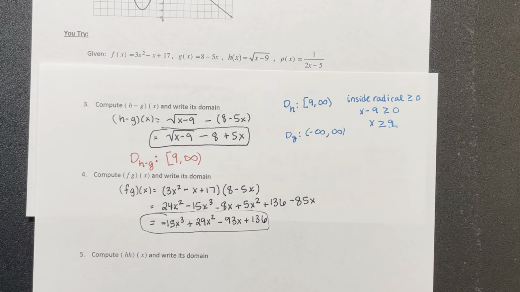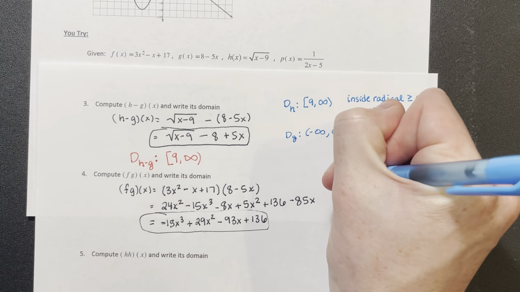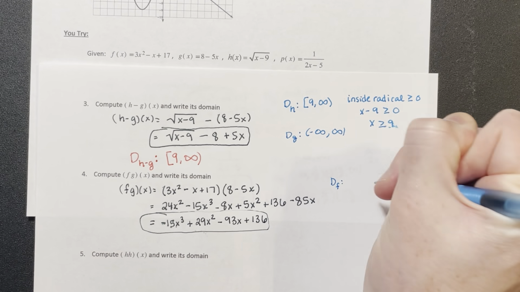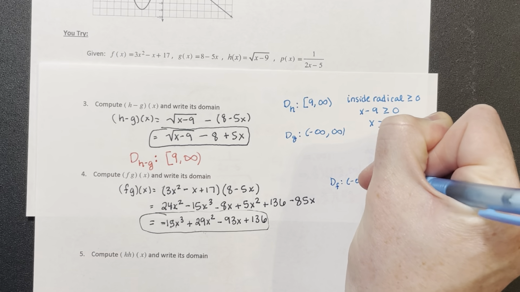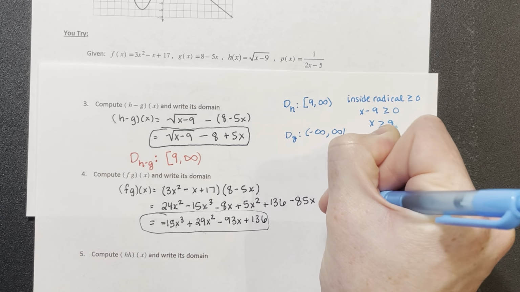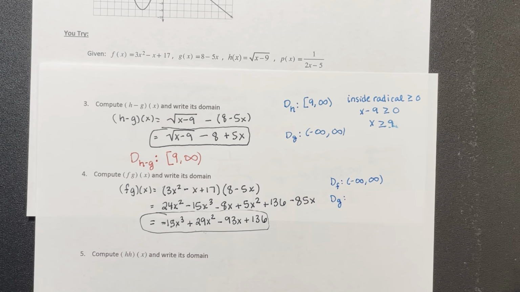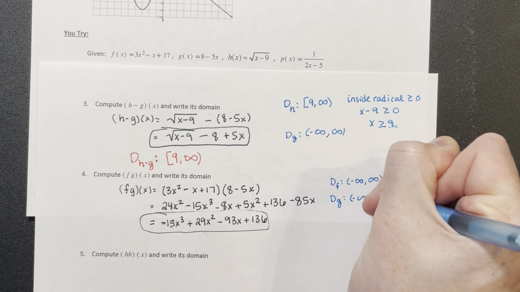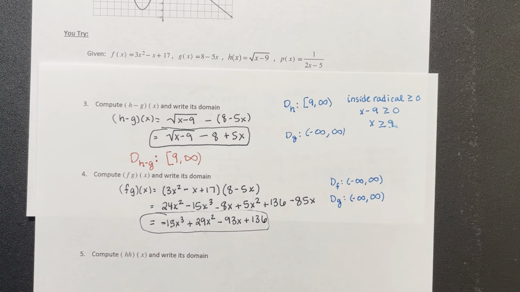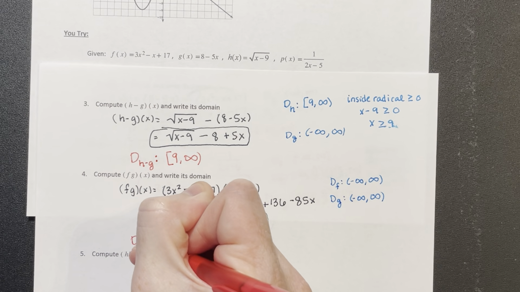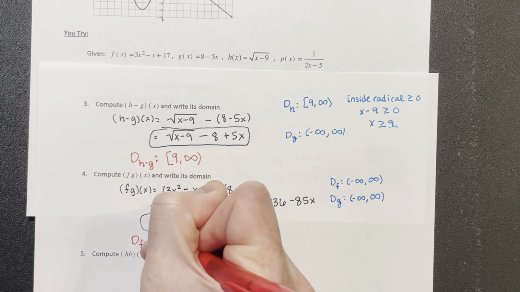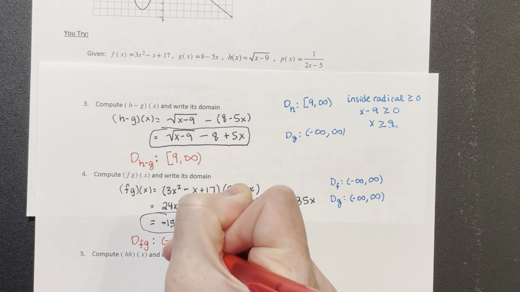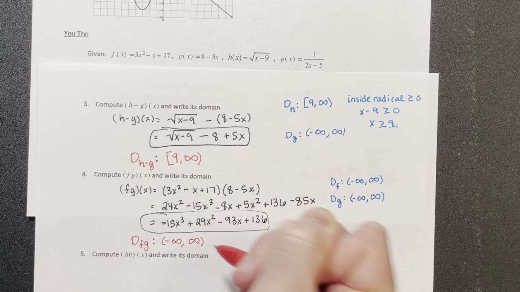But if we look at the domains, the domain of f was all real numbers, or negative infinity to positive infinity still. The domain of g, also negative infinity to positive infinity. So the resulting domain of f times g is still negative infinity to positive infinity.